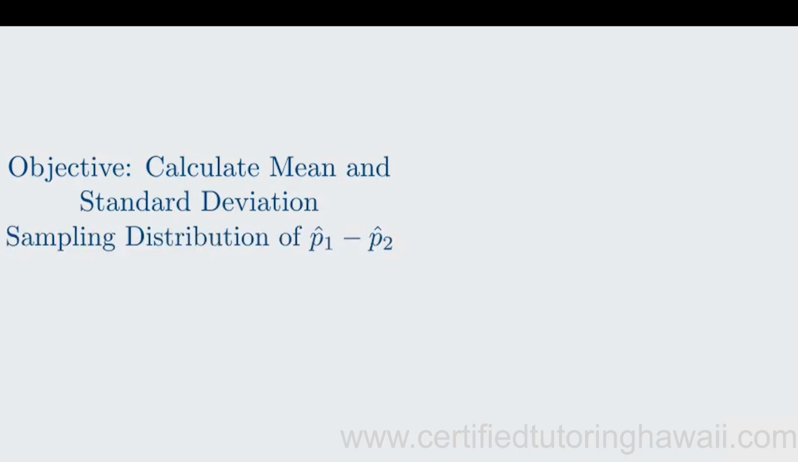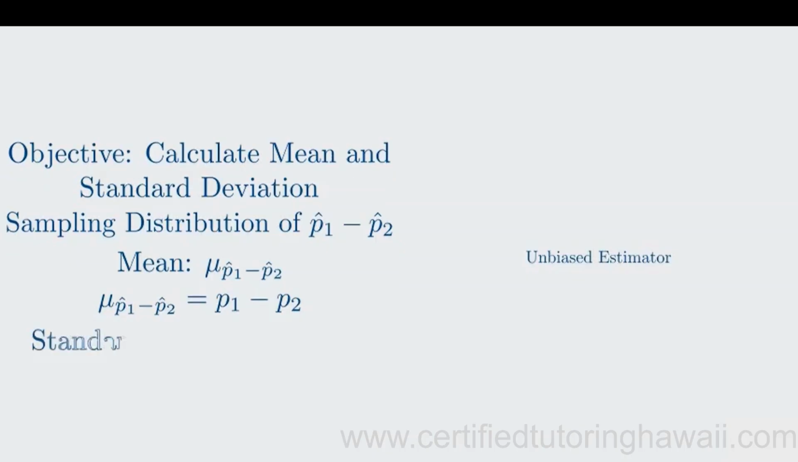Our first learning goal is to calculate the center and spread of this distribution. Specifically, we need to know the mean and standard deviation of the sampling distribution of P hat 1 minus P hat 2. The mean of this sampling distribution is the simplest part. It is exactly what you would intuitively expect. The mean, or expected value, of the difference in sample proportions is simply the difference in the true population proportions, P1 minus P2. This tells us that the difference in sample proportions is an unbiased estimator of the difference in population proportions.